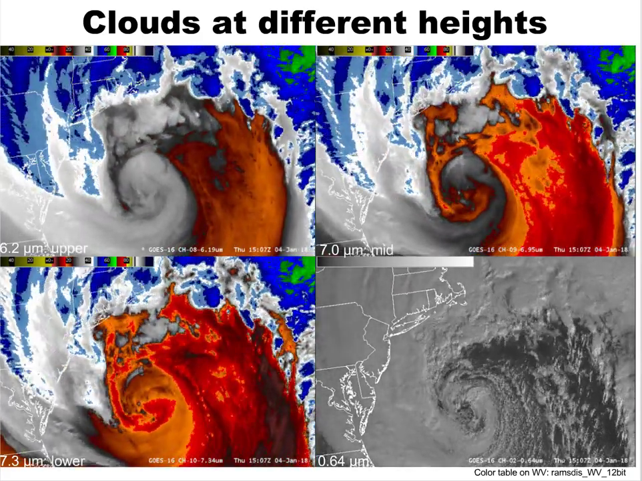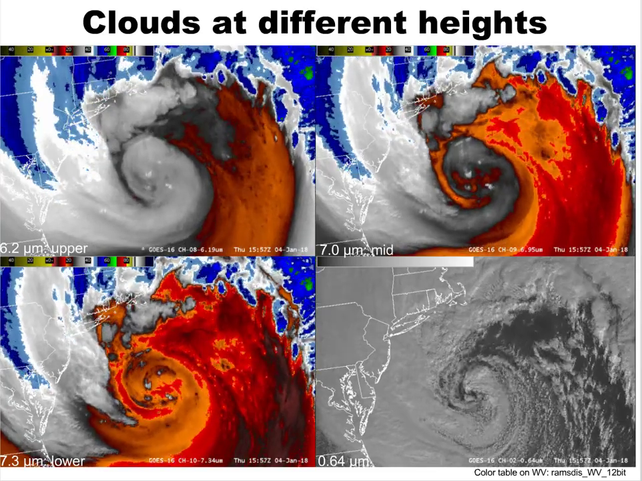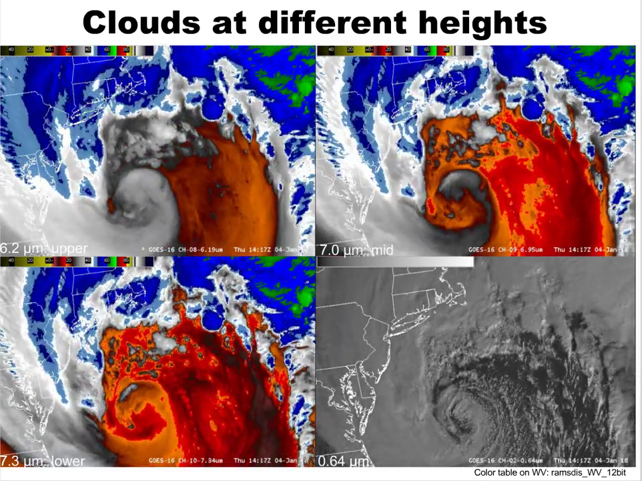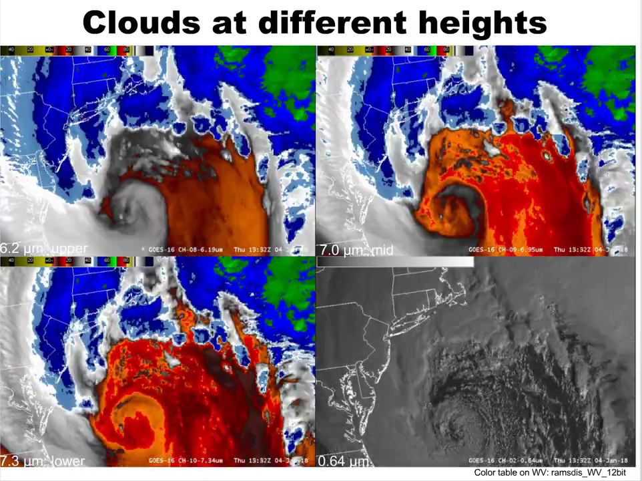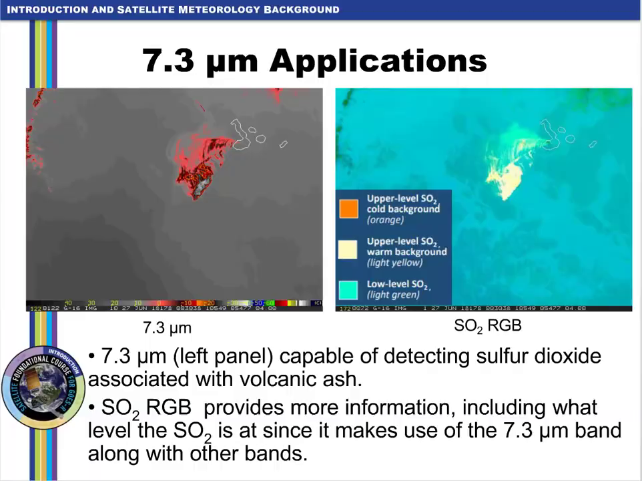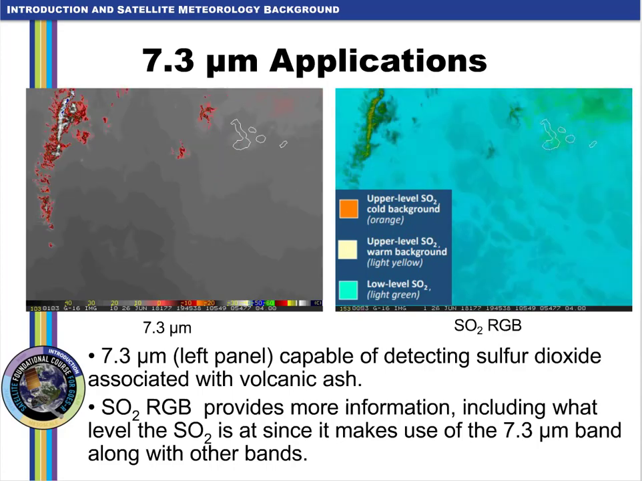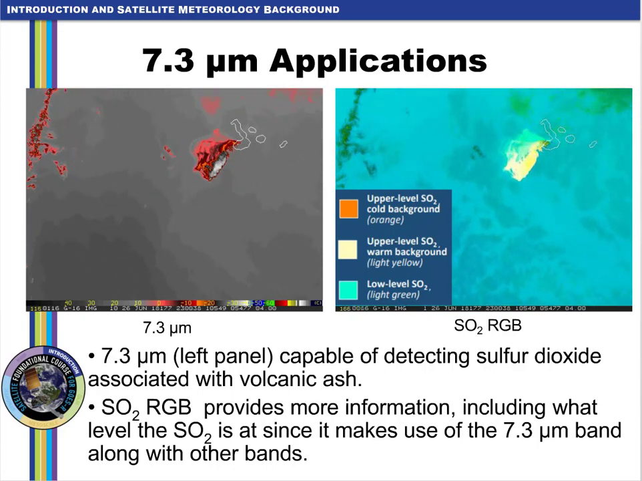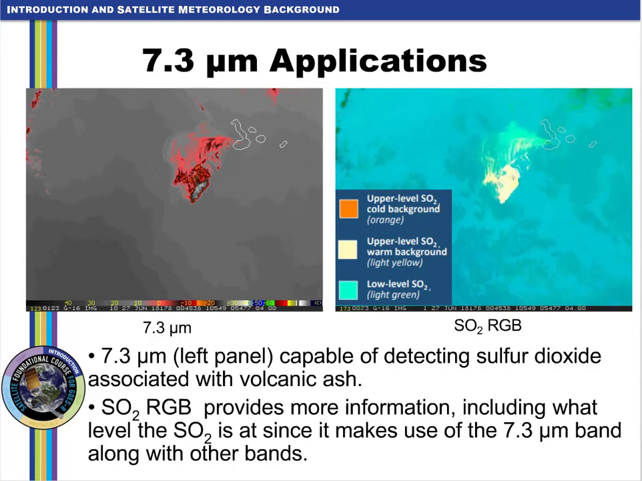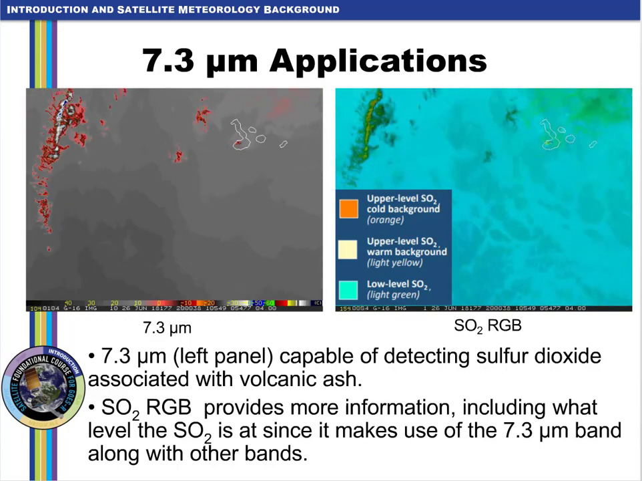Also recall that for optically thick clouds, the brightness temperatures will be the cloud top temperature across all 3 water vapor bands, since this is where the sensor sees. The 7.3 micron band has a number of applications, such as cold fronts aloft and elevated mixed layer identification, that we'll discuss in more detail in the convective section of this course.